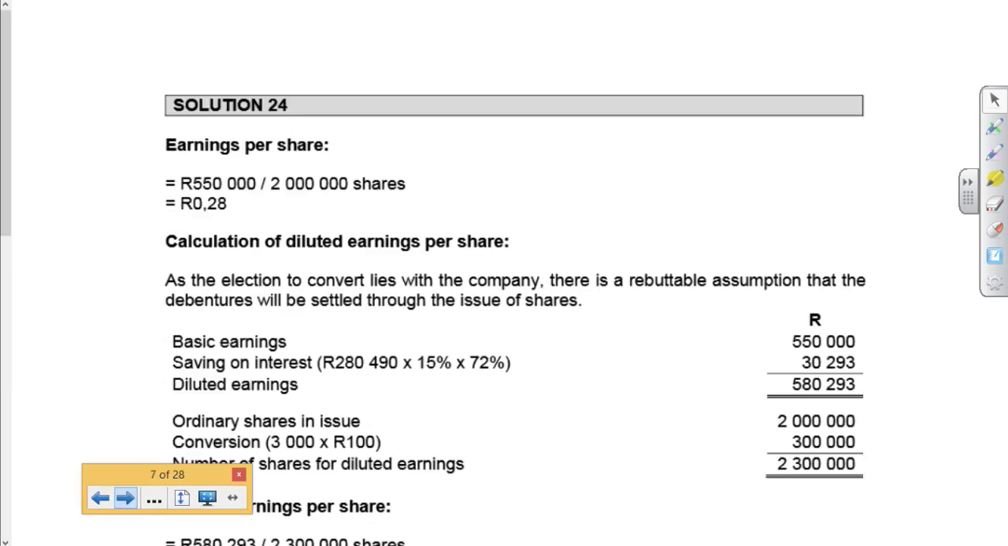Let's have a look at the solution. Basic earnings per share, 550 over 2 million. Then your dilution, you start with the 550 and you take off the 32, you add the 3293 from your calc. And then on the number of shares, you add the 300,000. Yeah? And you have your diluted earnings per share.